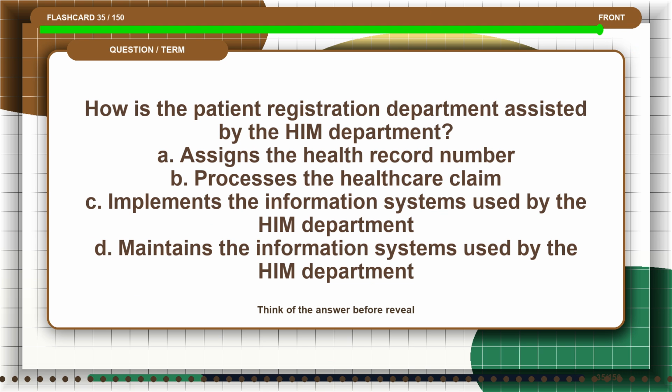Flashcard 35. How is the patient registration department assisted by the AHIMA department? A. Assigns the health record number. B. Processes the healthcare claim. C. Implements the information systems used by the AHIMA department. D. Maintains the information systems used by the AHIMA department. Think of the answer before the reveal.